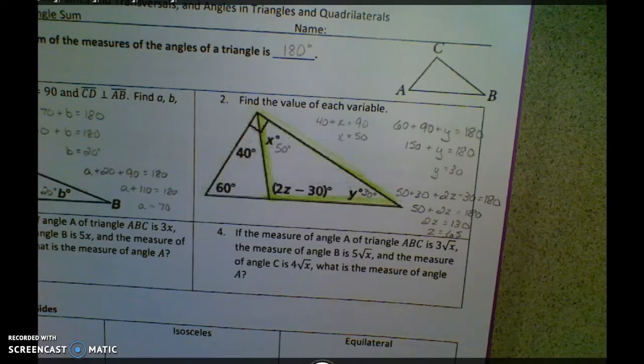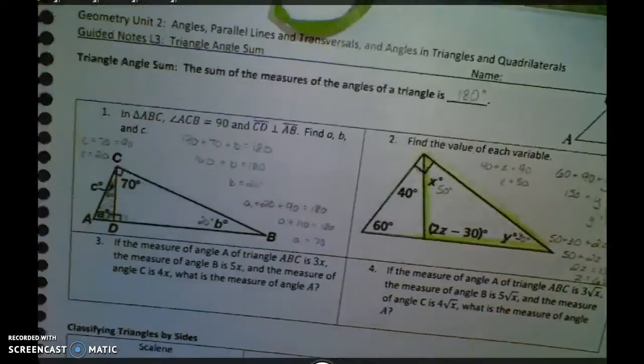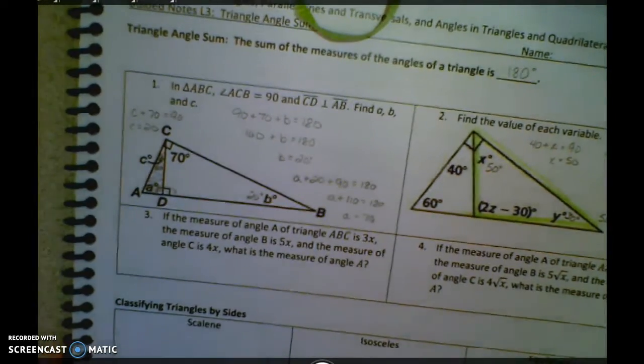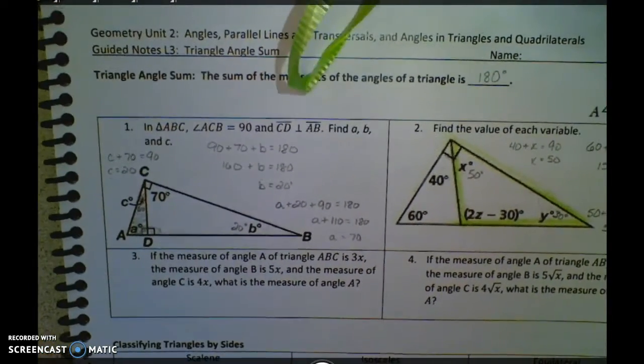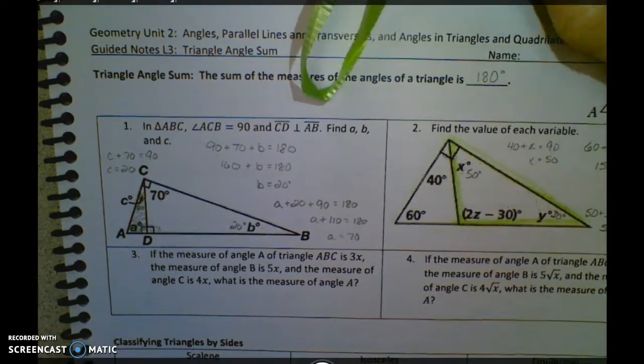So that one definitely took a little more work than the last one, but still, you need to know the angles of a triangle add up to 180 degrees, which means on number 3, when I don't even give you a picture, the angles of a triangle add up to 180 degrees. That's exactly what I'm going to do.